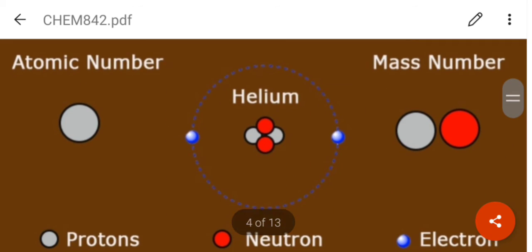Now let's take an example of helium atom. Suppose these light, sky blue colored balls denote protons, red balls denote neutrons, and dark blue balls denote the number of electrons. Now, if I ask you what is the mass number and the atomic number, what will you do? Mass number is the sum of number of protons and neutrons, so it will be 2 plus 2, 4. And what is the atomic number? Either the number of protons, which is 2, or the number of electrons, which is also 2.